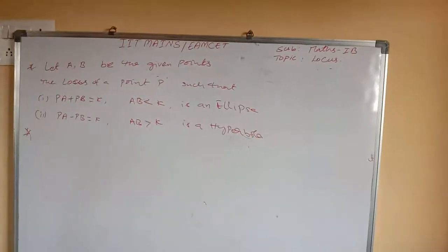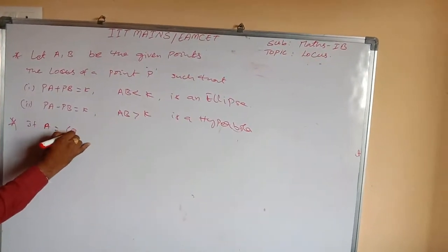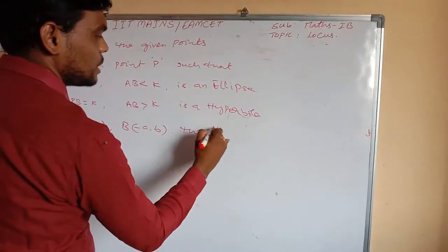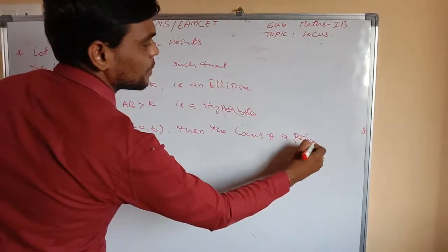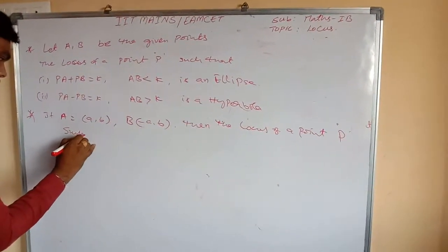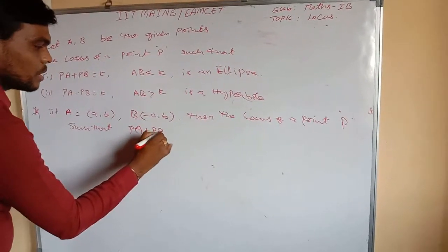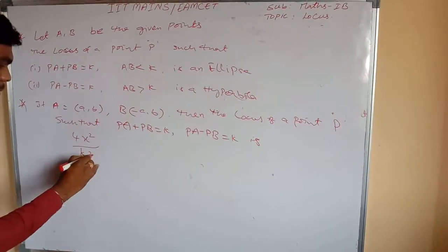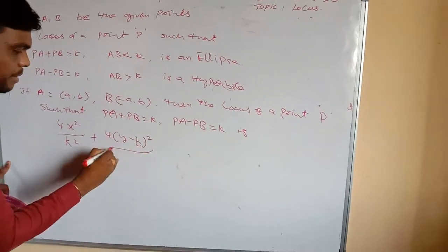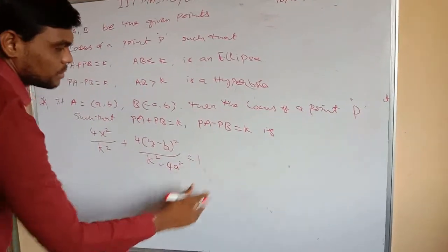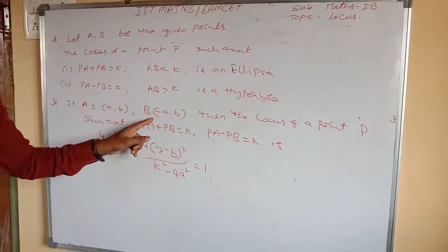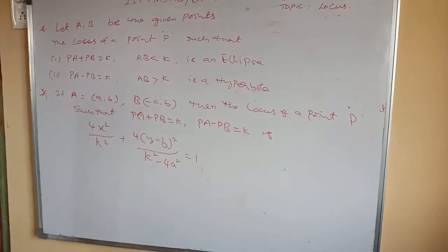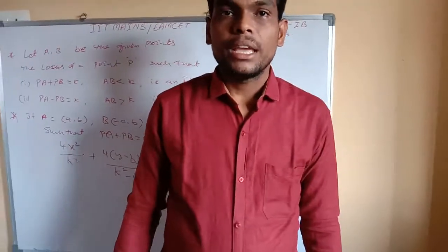Now next property, the most very important property. If A is equal to (a, b) and B is equal to (minus a, b), then the locus of a point P such that PA plus PB is equal to K, or PA minus PB is equal to K, is 4x square by K square plus 4 into (y minus b) whole square by (K square minus 4a square) is equal to 1.